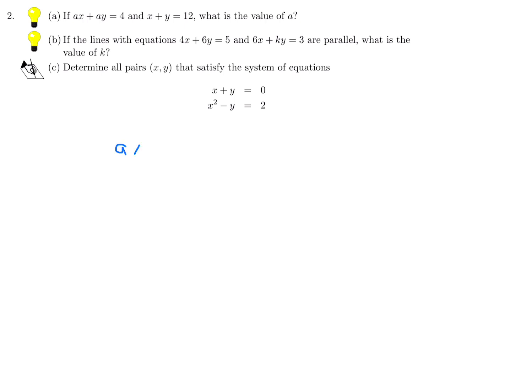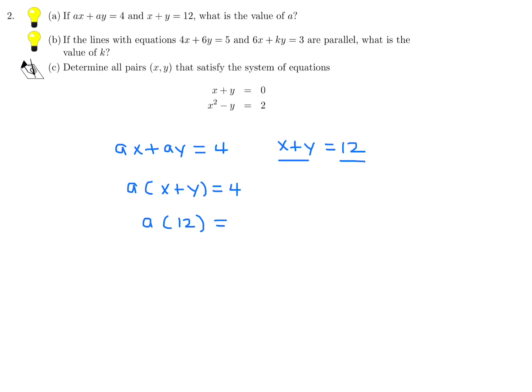If ax plus ay is equal to 4, and x plus y is 12, what is the value of a? Well, in the first equation, you can factor out an a, and you get a times x plus y is equal to 4. And then x plus y is equal to 12, so we can substitute that in. And then therefore, a would be equal to 4 over 12. And 4 over 12 in lowest terms is 1 over 3. So that is my value for a, 1/3.